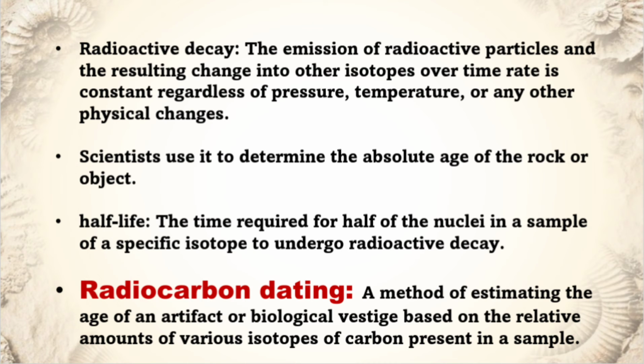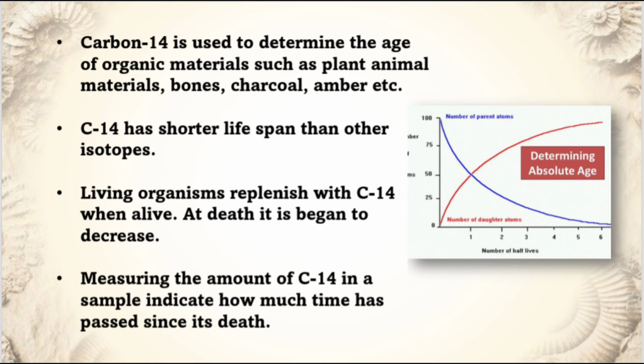Radiocarbon dating is a method of estimating the age of an artifact or fossil based on the relative amount of various isotopes of carbon present in a sample. The most commonly used radioactive isotope is carbon-14. Carbon-14 is used to determine the age of organic material such as plant and animal material, bones, charcoal, amber, etc. Carbon-14 has a shorter lifespan than other isotopes.